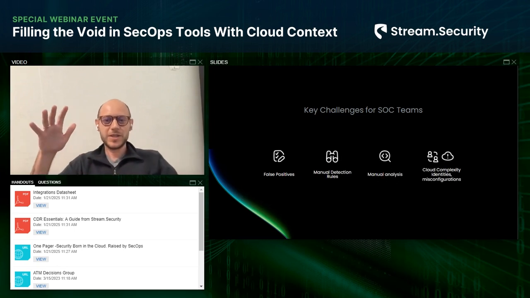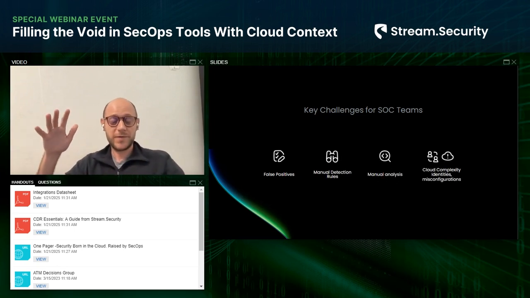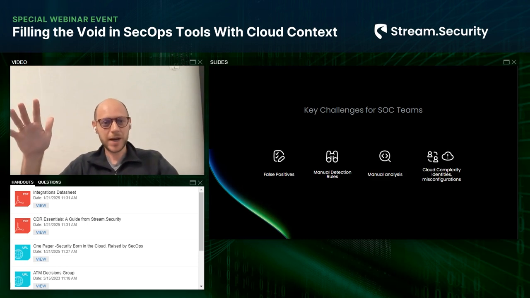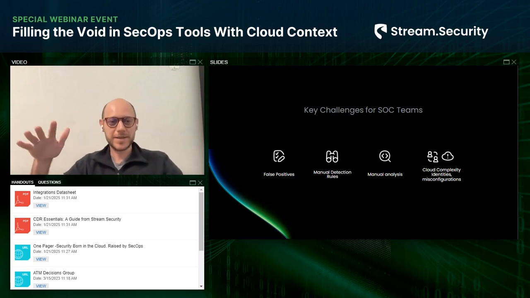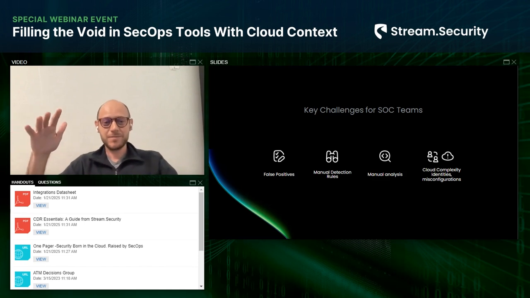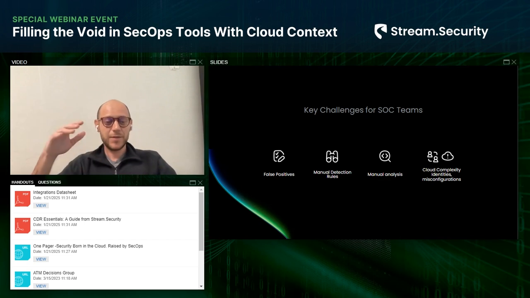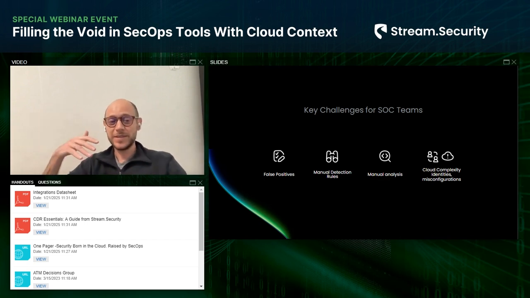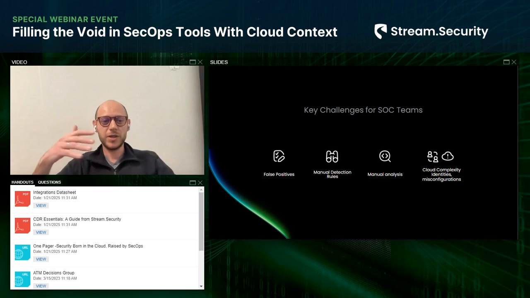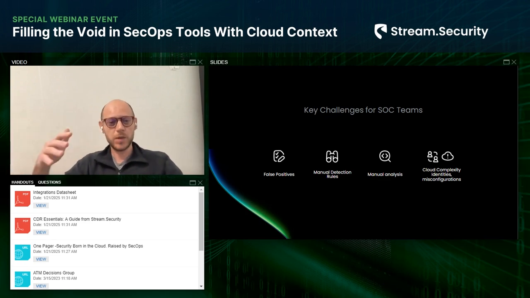Now, the key challenges SecOps operators face in the cloud and in hybrid cloud environments are usually the same. False positives are there to stay. Some teams get thousands of alerts a day, some much less. False positives can actually be tackled, whether it's by prioritizing them based on the cloud context, whether it's having better abilities to investigate them faster and actually conclude that those are false positives. And we will deep dive into those solutions as well.